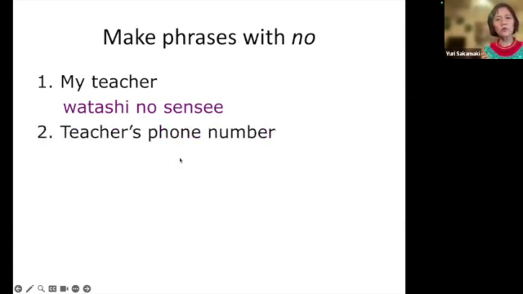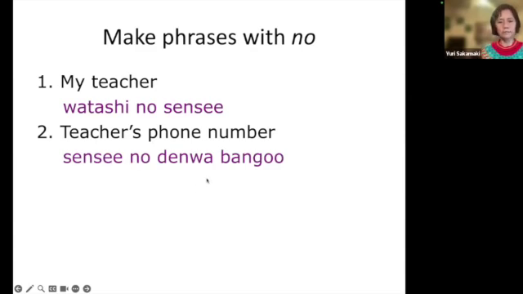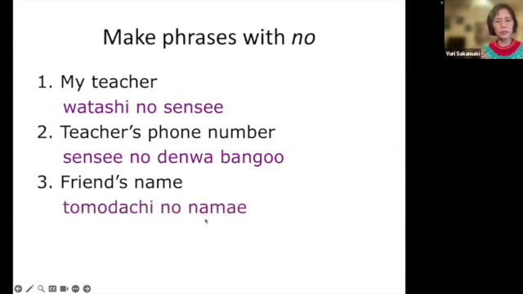Or teacher's phone number. So the bigger idea is a phone number, and it's not anybody's, but it's teacher's. 先生の電話番号です. Maybe you're pointing at a series of numbers and you're saying, oh, that's teacher's phone number. 先生の電話番号です. Or a friend's name. So there are many names, but not any names, but it's my friend's. 友達の名前です.